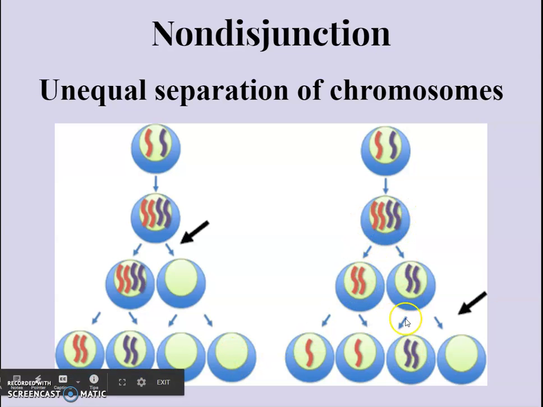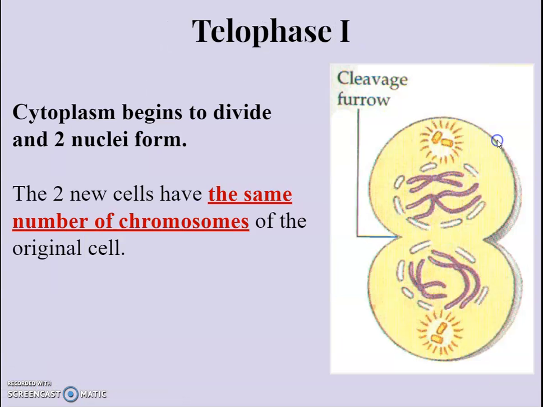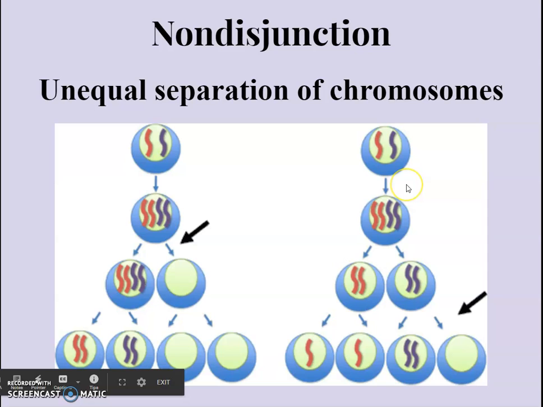Then here's the example for it happening in the second phase. You ended up dividing properly here, but here you ended up with non-disjunction, so you ended up with too much genetic material and not enough here. Non-disjunction can lead to certain chromosomal disorders like trisomy 21, where you end up with 3 21st chromosomes, and that's the disorder for Down syndrome. And so that is how things like Down syndrome can occur.